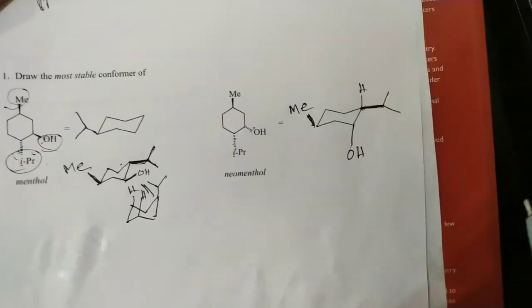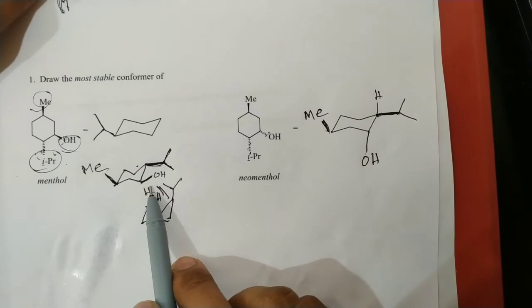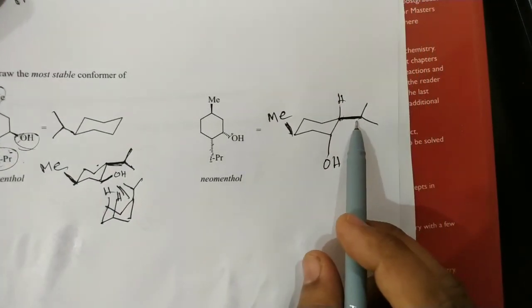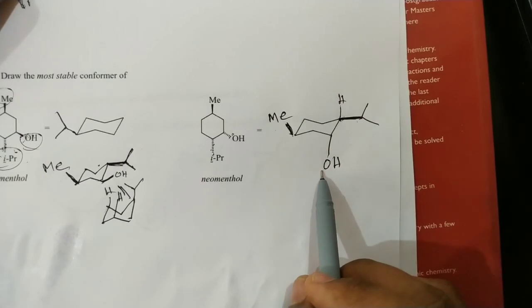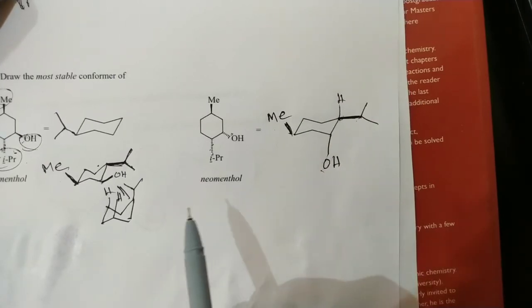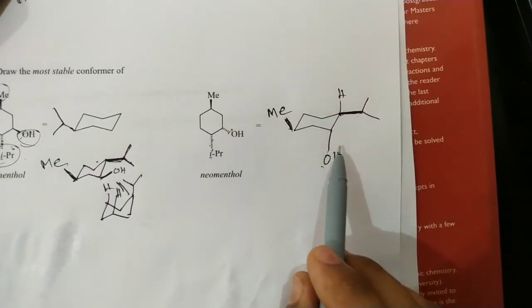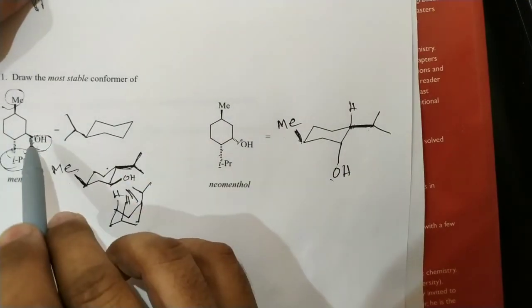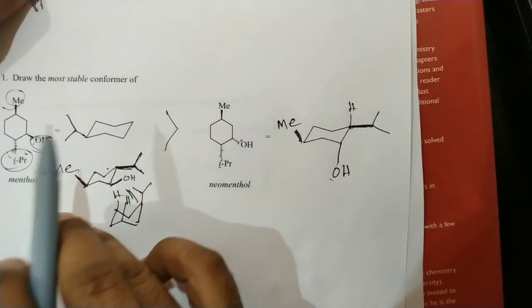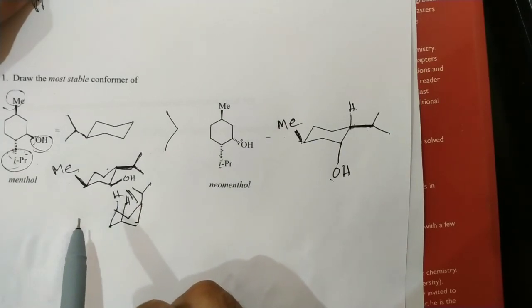So that is the most stable conformer. Here we have methyl equatorial, isopropyl equatorial, and OH equatorial. In the other, isopropyl is equatorial, methyl is equatorial, and OH is axial. So in one case all groups are in the equatorial position, and in the other not all groups are equatorial. So this conformer is the most stable conformer, because all groups are in the equatorial position.